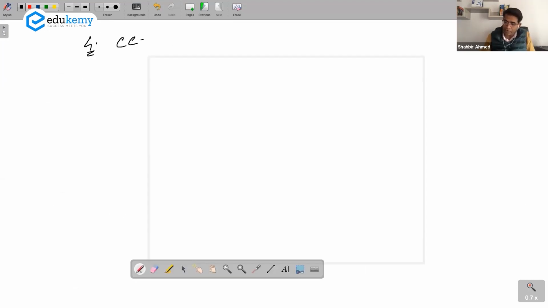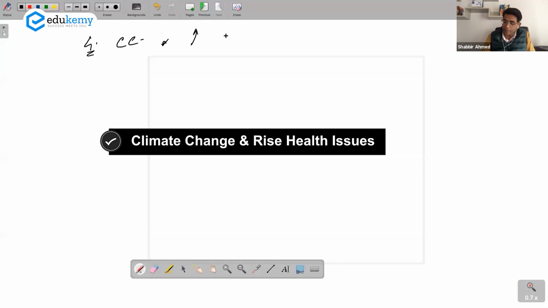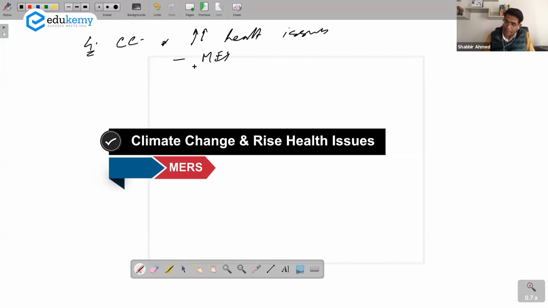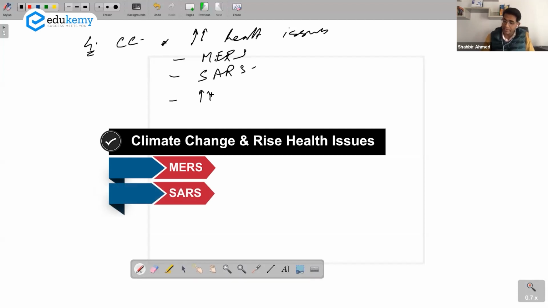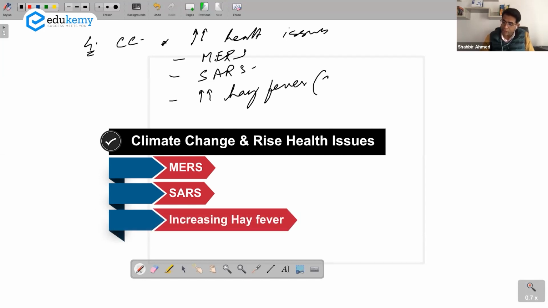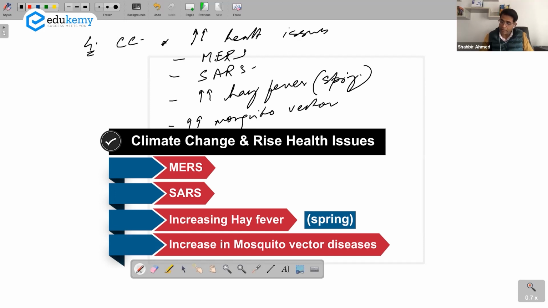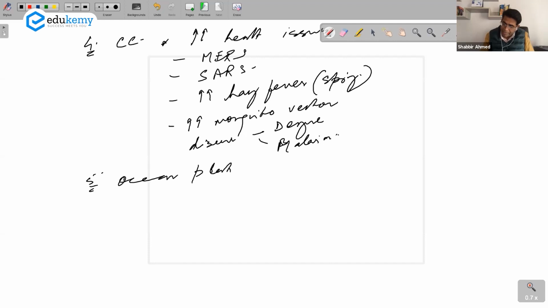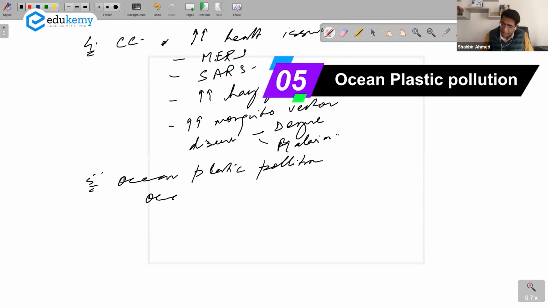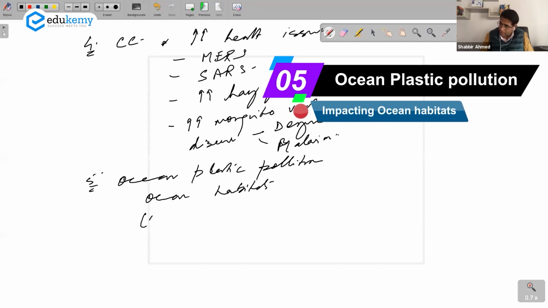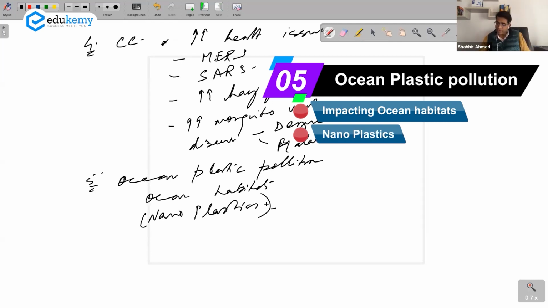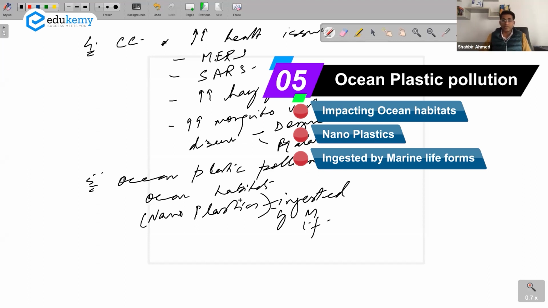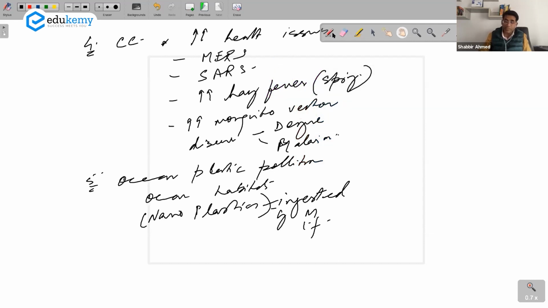Number four, climate change and the rise of health issues. Isme MERS aa jayega, isme SARS aa jayega, increasing hay fever typically in the spring season related to pollen grains. You can talk about increase in mosquito vector diseases, dengue fever, malaria. So ocean plastic pollution is impacting entire ocean habitats. Do you know about nanoplastics? They are ingested by marine life forms, aur uske alag consequences hain. Isme sab examples dene padenge, okay?